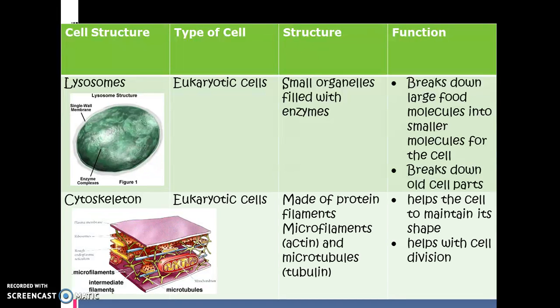Cytoskeleton is found in eukaryotic cells. They're made of protein filaments, like microfilaments and actin and microtubules. And what they do is they help the cell maintain its shape. They even help with cell division. They're like the beams and the girders of the cell. Pause it.